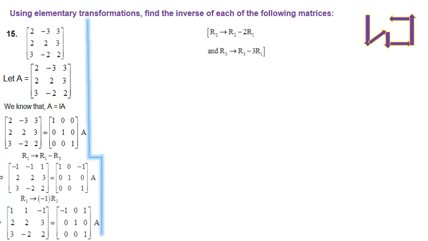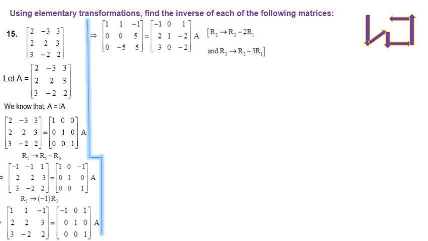Third row, first element is 3. So if I subtract 3 from 3, 3 minus 3 means 0. How will I get 3? I just multiply 3 with 1. So 3 minus 3, R3 minus 3R1. That is the operation. After doing the operation, R1 remains the same: 1, 1, minus 1. It just copies the same numbers.